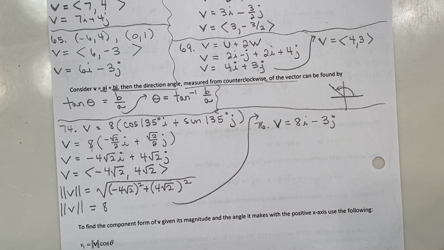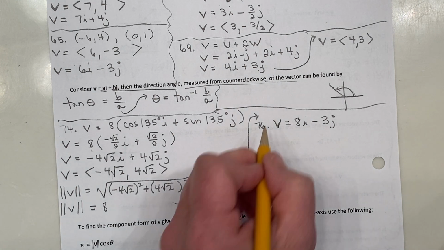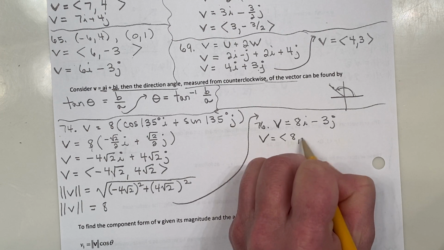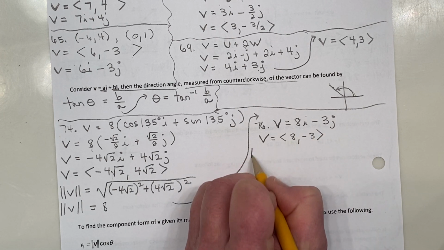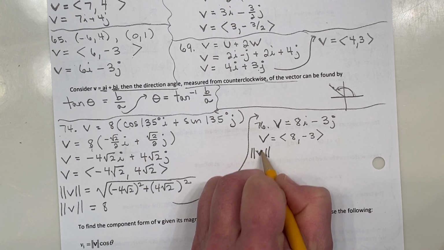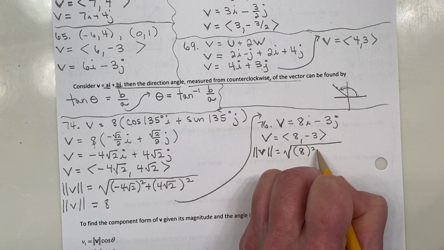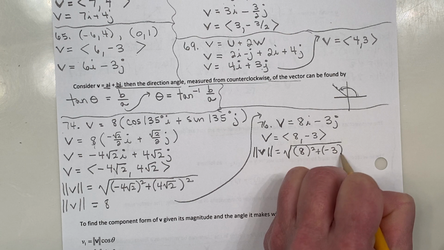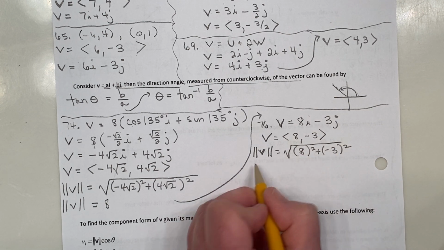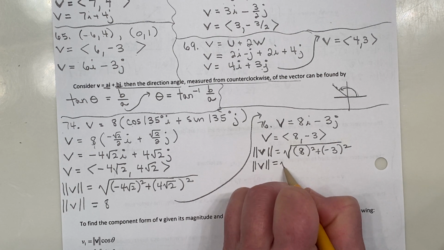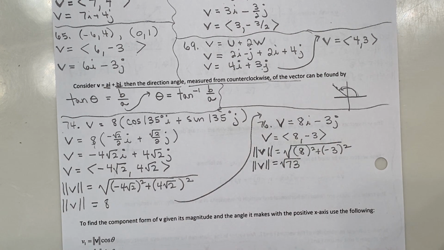All right, what are we doing? Finding the component form so I can get the magnitude. 8 comma -3, absolute value, double absolute value, square root. 64 plus 9 is, what is that? 64 plus 9, 73. So done with the magnitude.